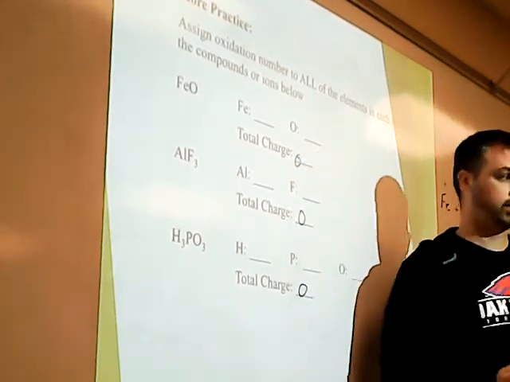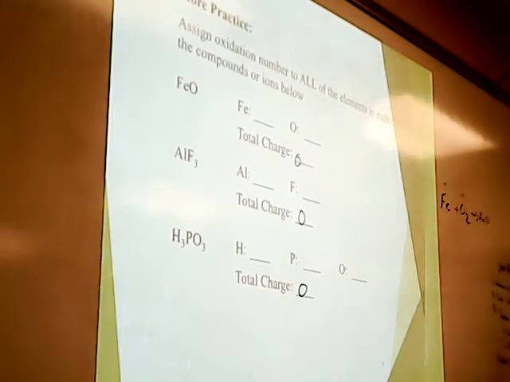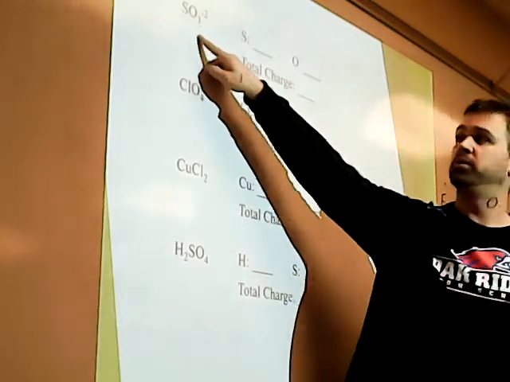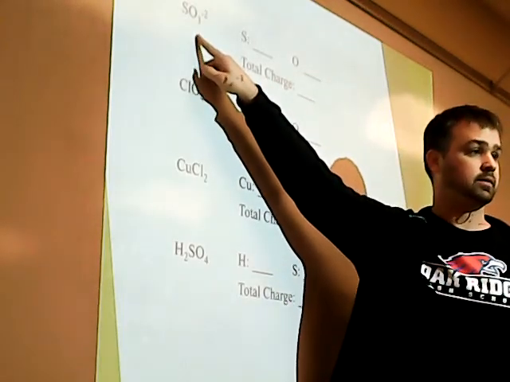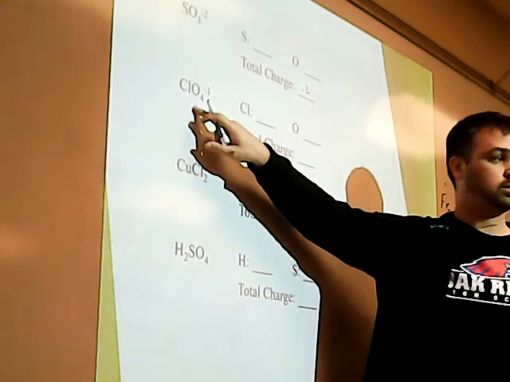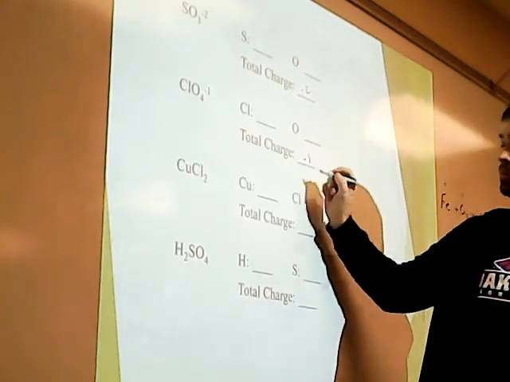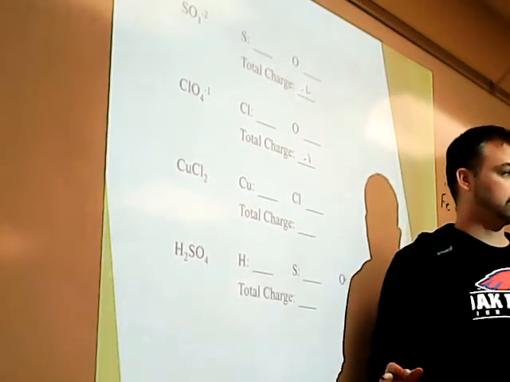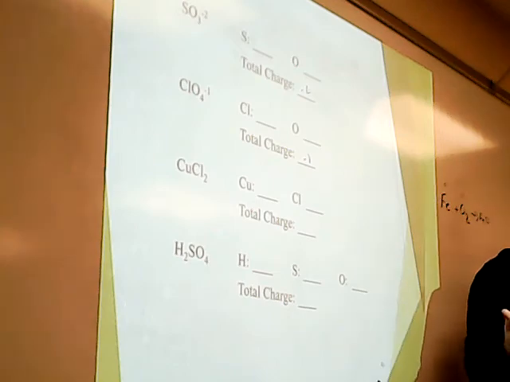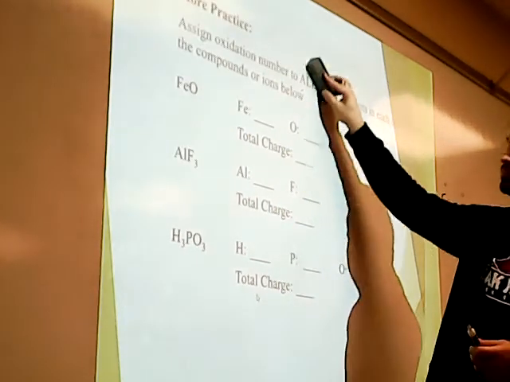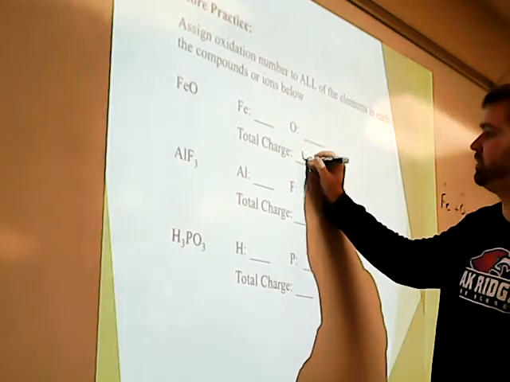Let me show you real quick before you start to get into these what I mean if it's not 0. So if you look here, what's the overall charge of sulfite? -2. You see what I'm saying? Of this one, -1. What about these two down here? 0. Does that make more sense now? That you can see if there is a charge there, that's what it is. All right, so let's go back to these first two. Total charge has to be 0 here.